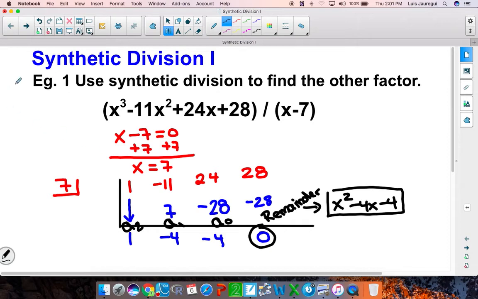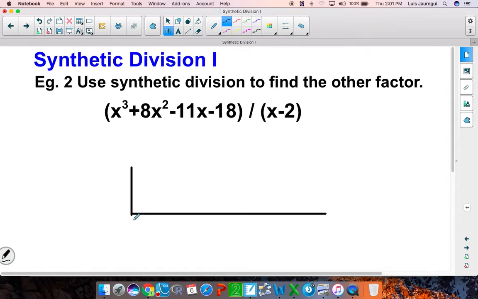So let's go ahead and take a look at another example. Example 2. Use synthetic division to find the other factor. Again, let's start off by setting our denominator equal to 0. So in this case, we have x minus 2 is equal to 0. Let's solve by adding 2 to both sides. And that will leave you with x is equal to 2. That's the number we're going to use over here on the outside.